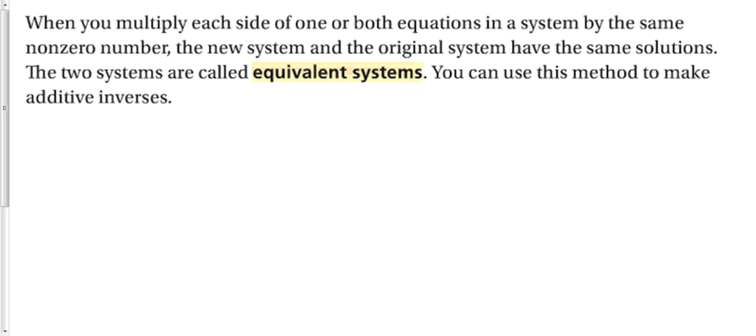So what you're going to have to do this time is change your system into an equivalent system. When you multiply each side of one or both equations by the same non-zero number, the new system and the original system have the same solutions. The two systems are called equivalent systems. So you can do this to change a system into something that has an additive inverse. Multiplying any number by a system is going to keep it the same.